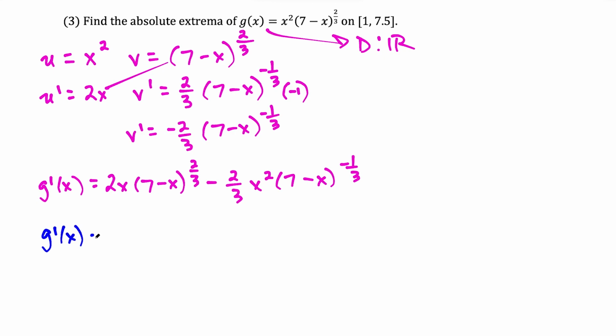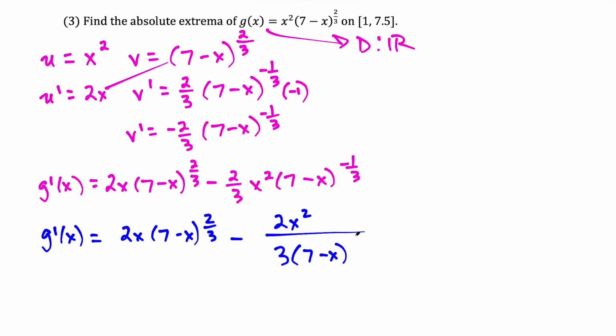We're going to say that g prime of x is equal to 2x times 7 minus x to the 2/3 power. And for the second term, after the minus, I'm going to write this as 2x squared, and then in the denominator we're going to have 3 times 7 minus x to the 1/3 power.